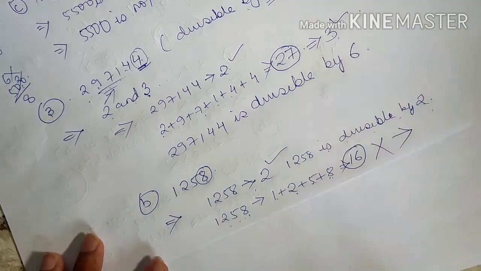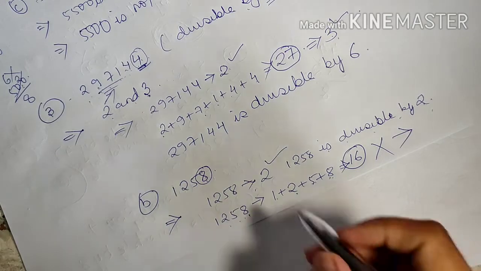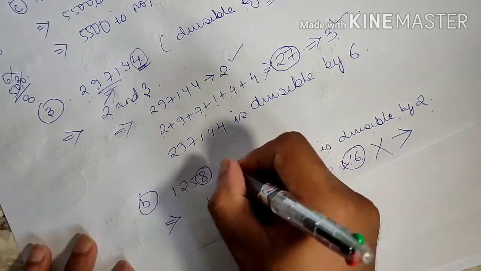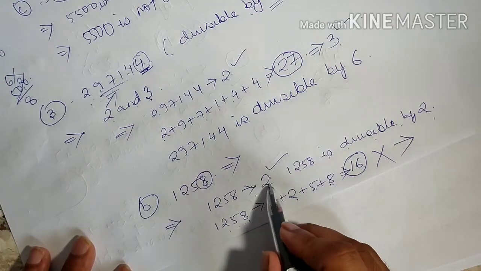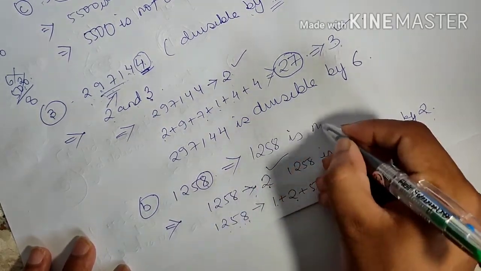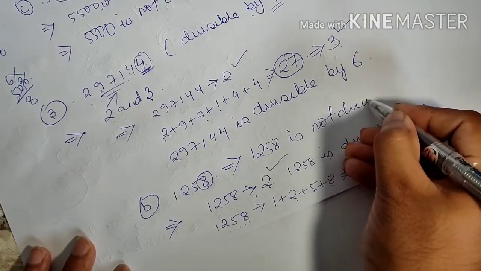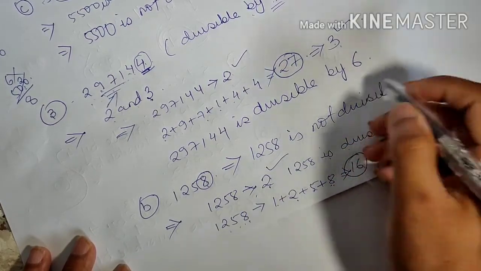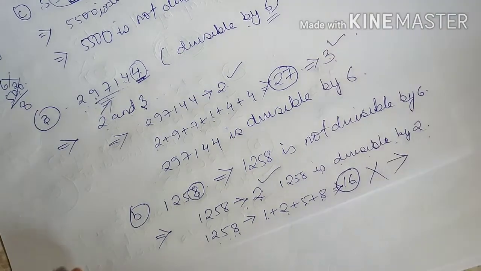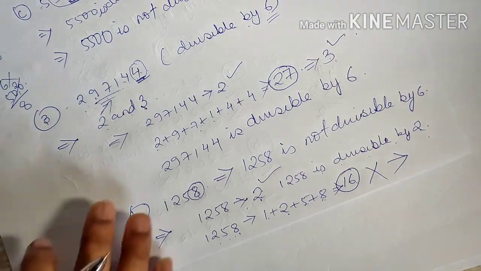Now we can see that it is divisible by 2 but not by 3. You have to satisfy both, but we are satisfying only one. So you can say that 1258 is not divisible by 6. To satisfy, we have to satisfy both. Very nice. Let's try one more.